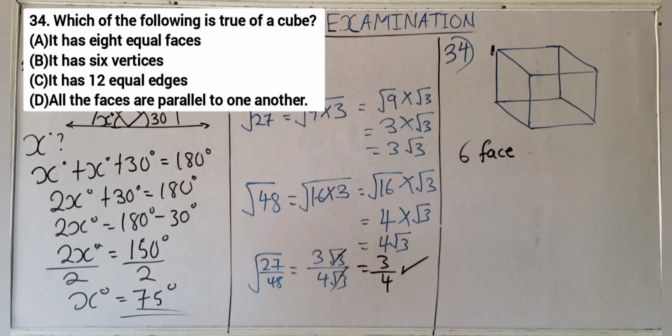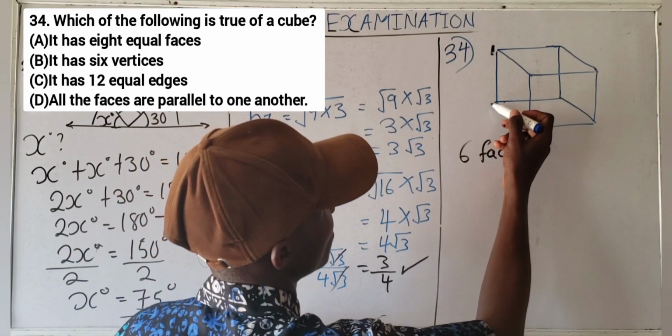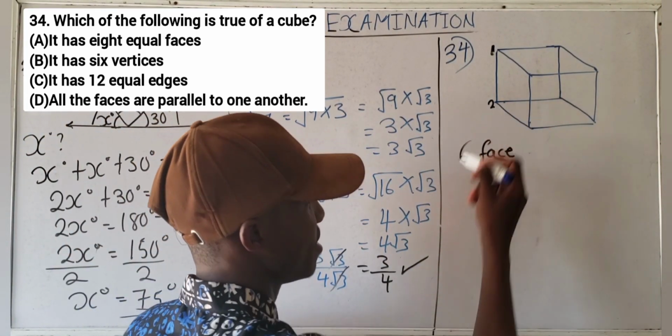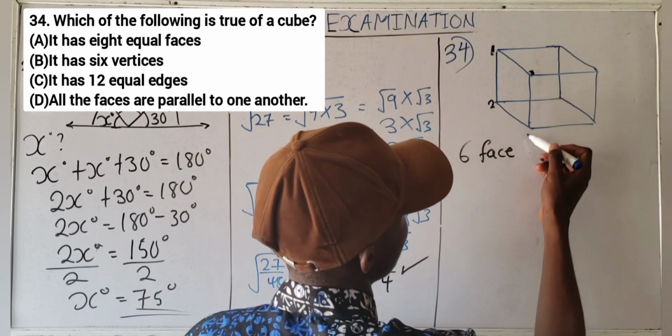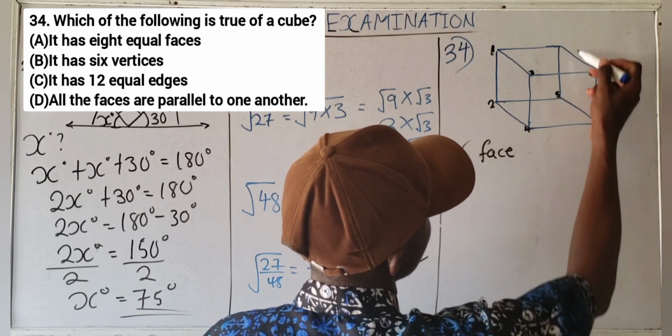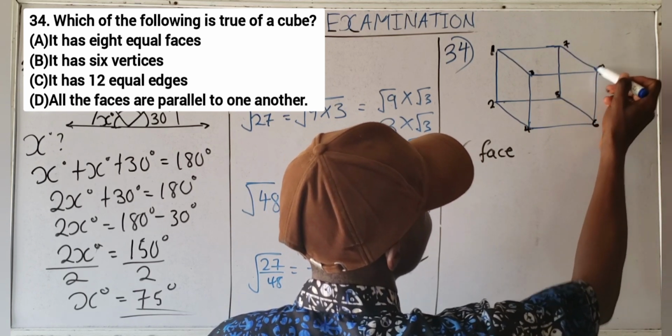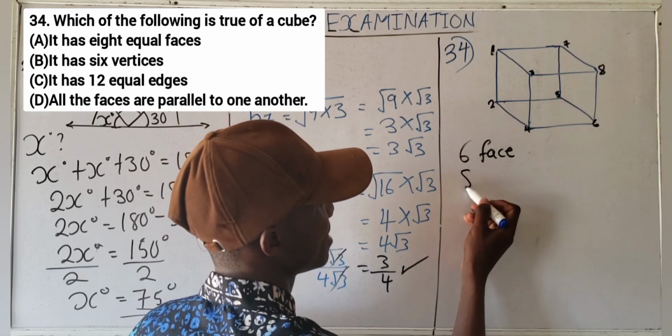Are you paying attention? Vertices are the points where edges of the cube meet. Now, the one that I signified there is 1. This is another vertex, 2. This is another vertex, 3. This is 4. This is 5. This is 6. This is 7. And this is 8. So, the number of vertices that a cube has is 8.